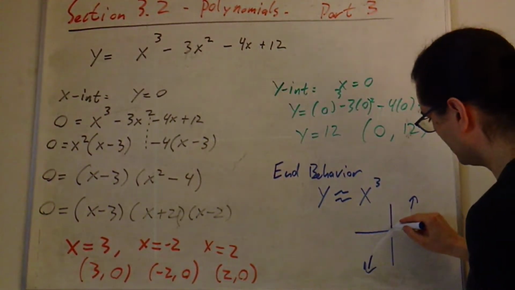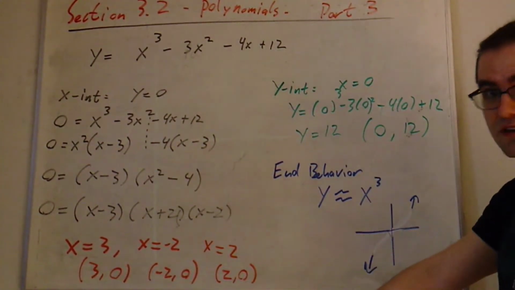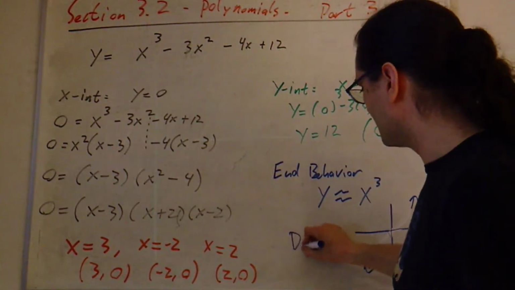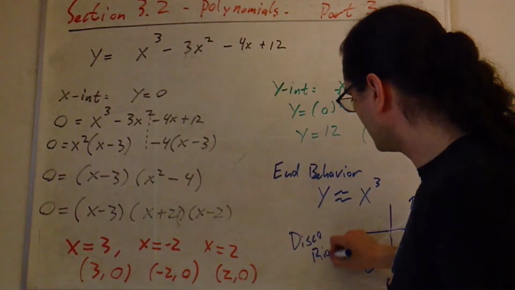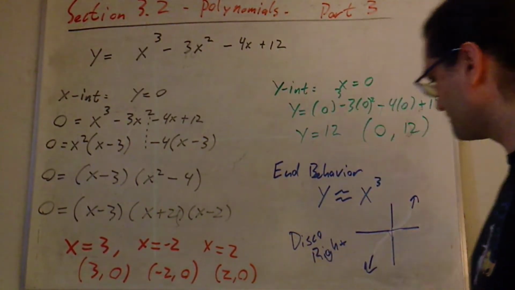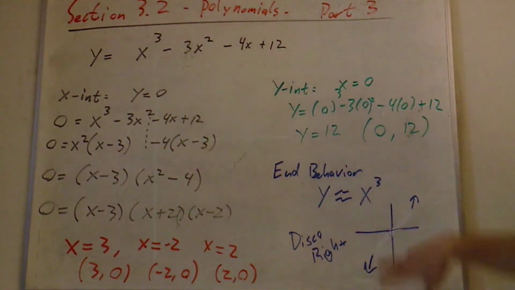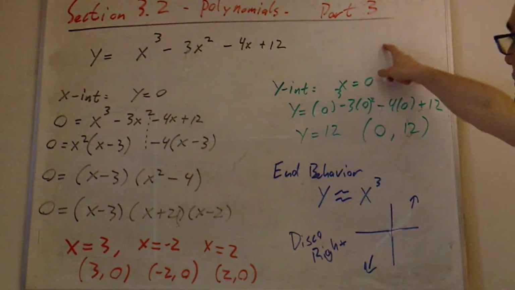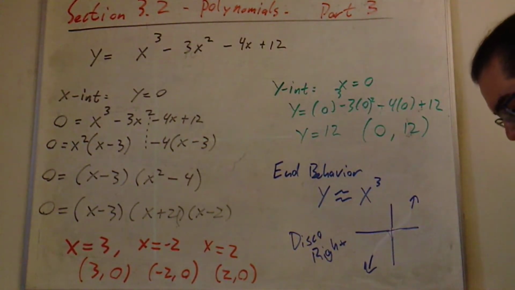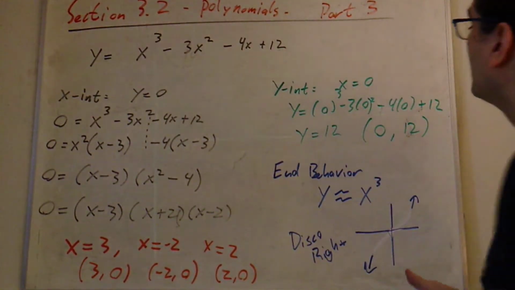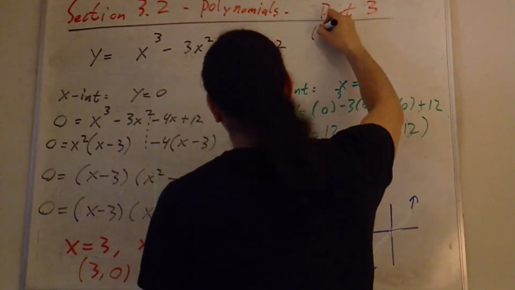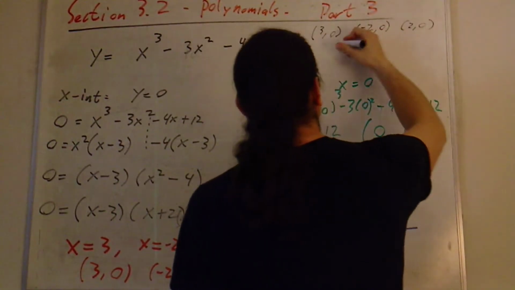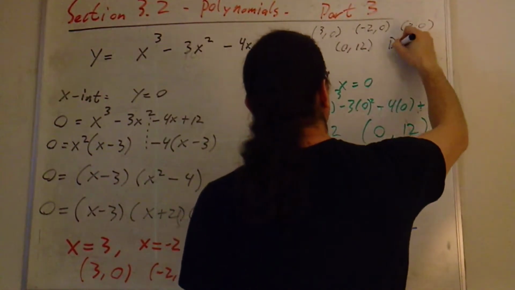So down to the left, up to the right, that's the end behavior. I call this one disco right. So, got my x-intercepts, got my y-intercept, got my end behavior. I'm going to copy this all down up here, and then erase it so that I can draw a nice big graph. (3, 0), (negative 2, 0), (2, 0), (0, 12), disco right.